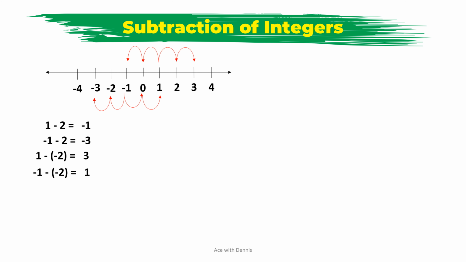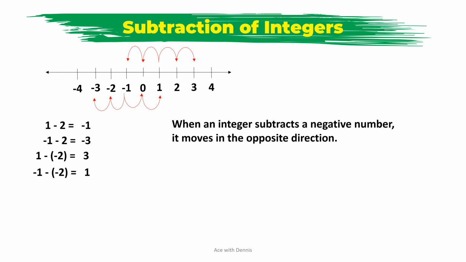From these examples, we can make this conclusion. When an integer subtracts a negative number, it moves in the opposite direction. Therefore, we can write 1 minus negative 2 as 1 plus 2, and the answer is 3. For negative 1 minus negative 2, we can write it as negative 1 plus 2, and the answer is 1.